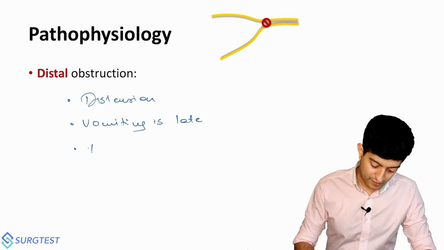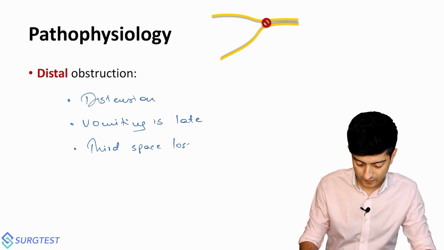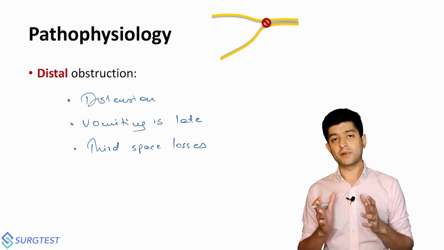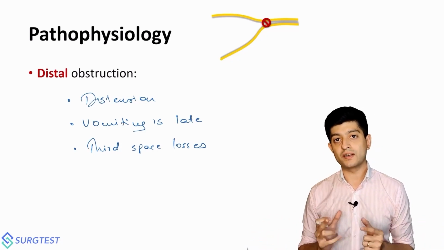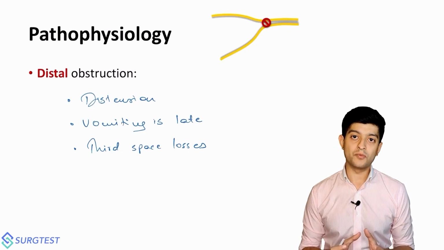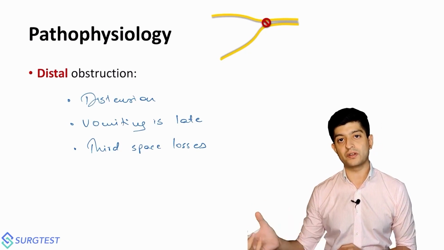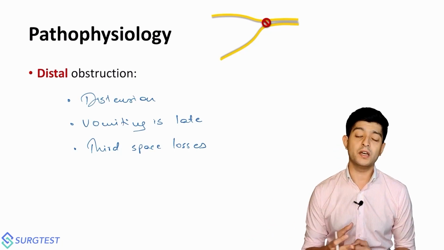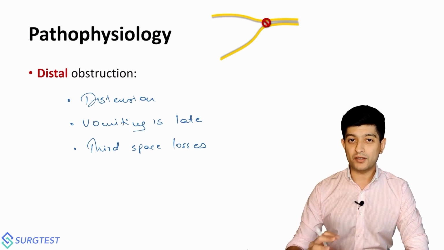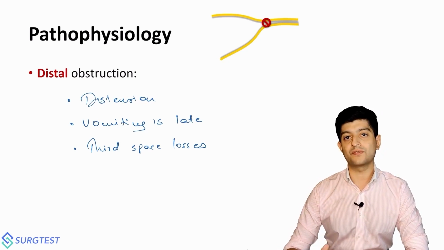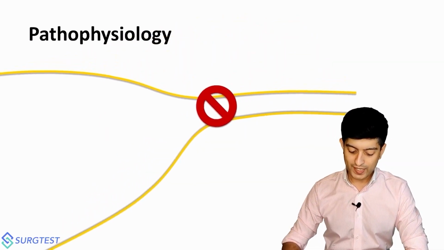The other thing that happens is third space losses. Because the length of bowel is longer, the total amount of intraluminal contents is higher. These intraluminal contents, just by osmotic action, drive fluid from the vascular compartment to the intraluminal compartment. So you do end up having dehydration in patients with distal obstruction, but the pathophysiology is different from those with a very high obstruction.